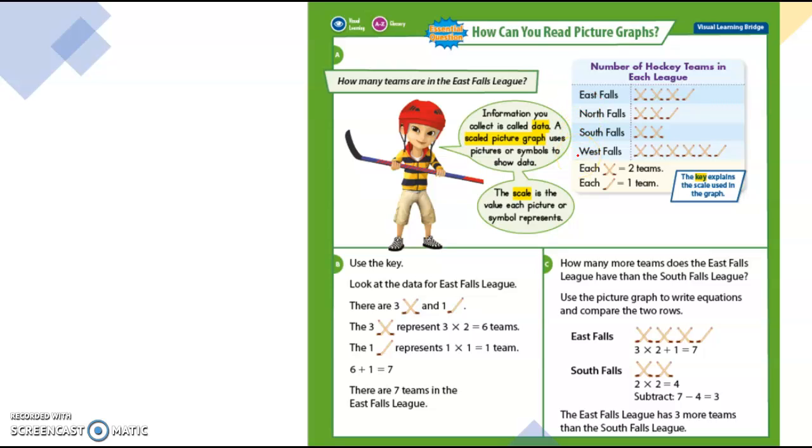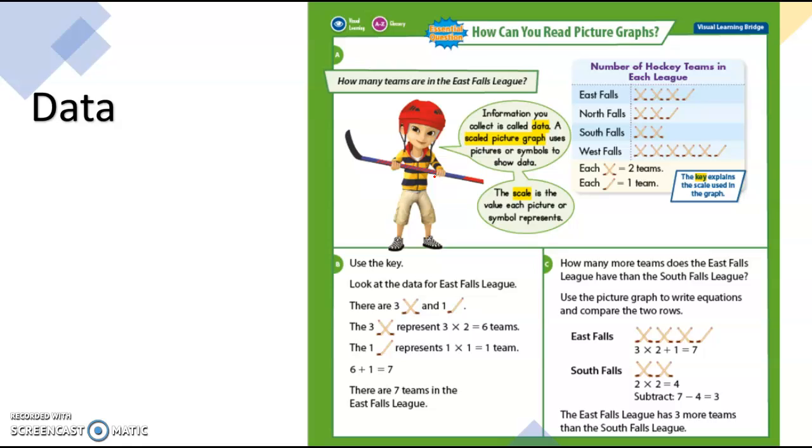Okay, information that you collect is called data. So I want you to remember the word data. Data is usually represented in numbers. So for an example, in my job as a teacher, I collect data by looking at your test scores and your iReady scores. So information that we collect is called data.